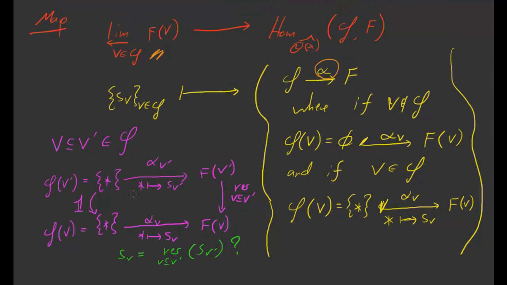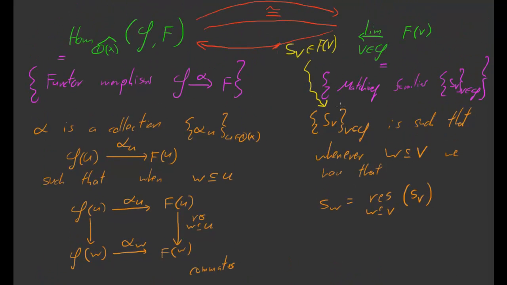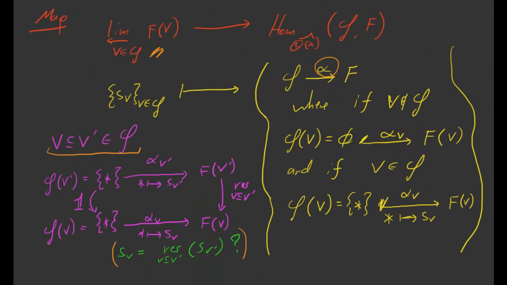And we've seen that checking whether that's true boils down to answering this question. Is it true that S of v is equal to the restriction of S of v prime whenever we have v and v prime inside of the sieve? And that's true, right? That was exactly this matching condition that we had up here. So this map is indeed well defined. Okay, and I think that's all that I want to say about this map from the inverse limit into the Hom set. So now let's go in the opposite direction.